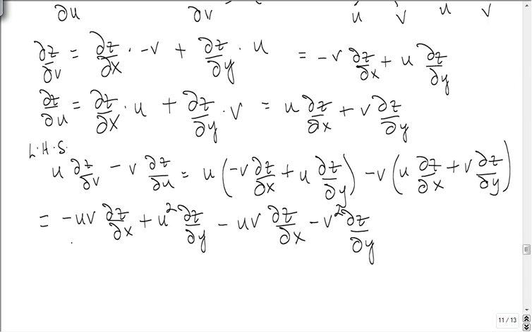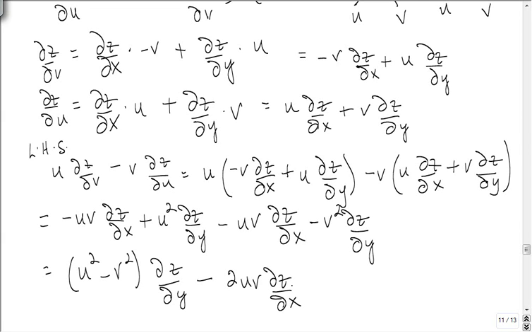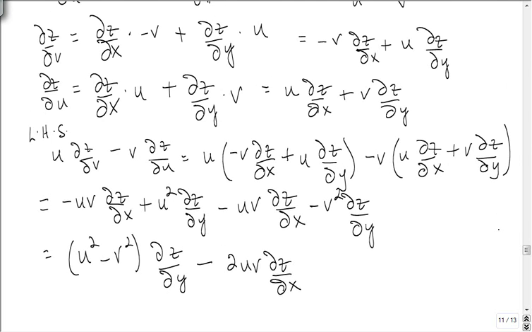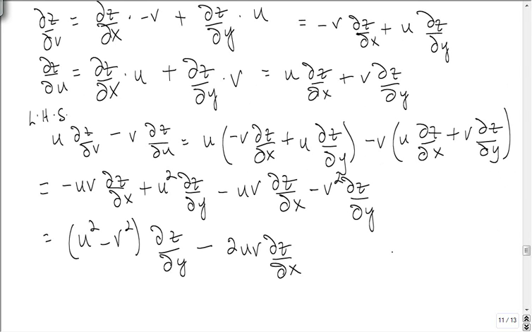We have a partial Z partial Y, so let's put it outside. So we have U squared minus V squared times partial Z partial Y minus, and there are 2 of these, 2UV partial Z partial X. Now we need to put this in terms of X and Y. Recall, at the beginning of the question, we said that X equals a half times U squared minus V squared, and Y equals UV.